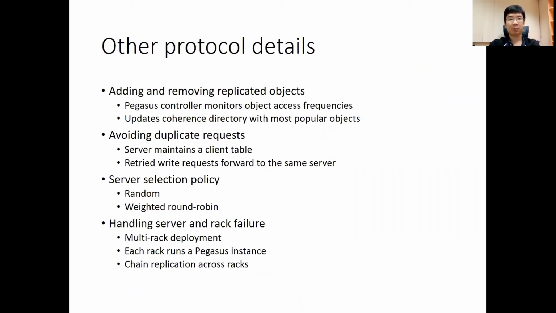There are some other protocol details, including how to add and remove replicated objects, how to avoid duplicate requests, and how the switch selects servers for request forwarding. You can refer to our paper for more details. One point we want to emphasize is that selective replication in a Pegasus rack is for load balancing and not for fault tolerance. To tolerate server and rack failures, we use a multi-rack deployment and run chain replication across racks.